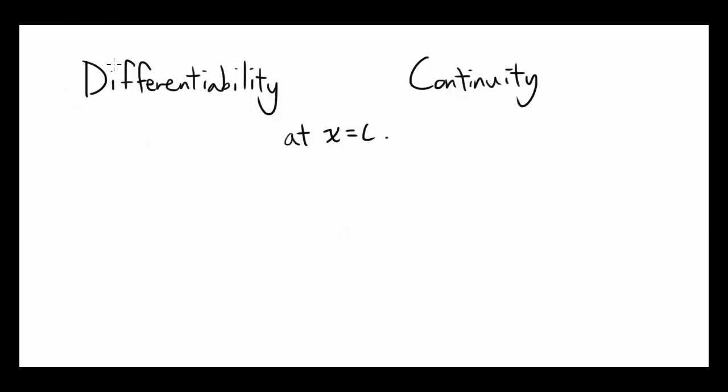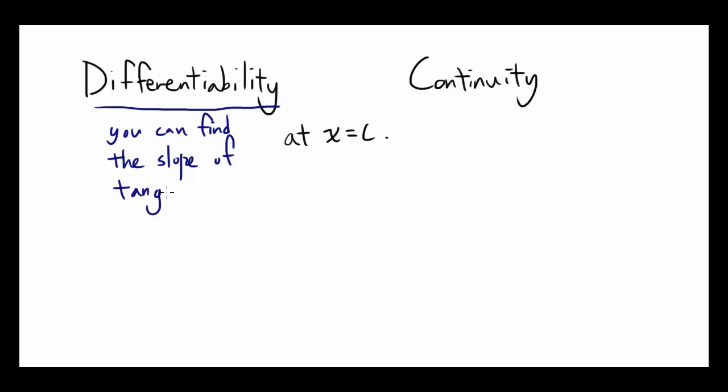In this video, I want to talk about the difference between differentiability and continuity and how they relate to each other. Well, differentiability, first of all, means that you can differentiate a function at the point. It means you can find the slope of the tangent line at the point. That's the differentiability.